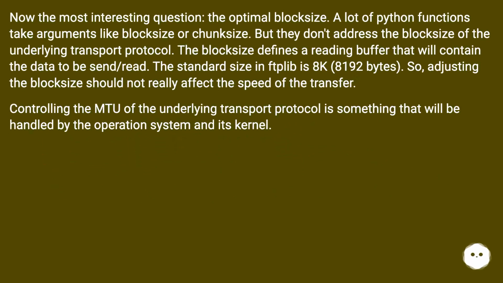Now the most interesting question, the optimal block size. A lot of Python functions take arguments like block size or chunk size. But they don't address the block size of the underlying transport protocol. The block size defines a reading buffer that will contain the data to be sent/read. The standard size in Ftplib is 8K, 8192 bytes. So, adjusting the block size should not really affect the speed of the transfer. Controlling the MTU of the underlying transport protocol is something that will be handled by the operating system and its kernel.